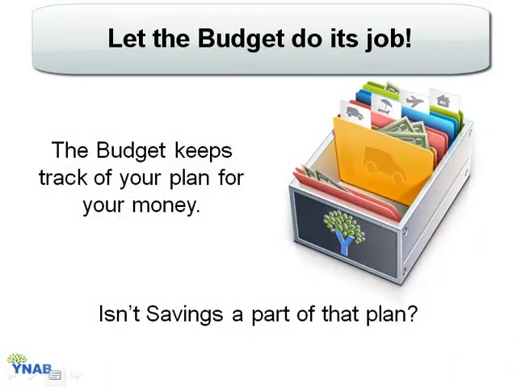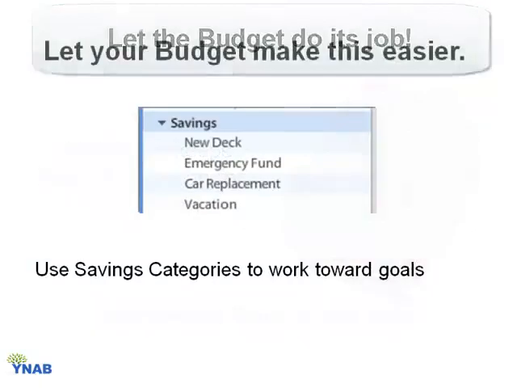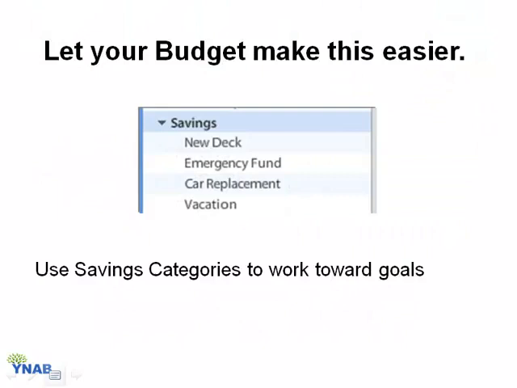So let the budget do its job. The budget is designed to keep track of your plan for your money. Isn't savings a part of that plan? The budget is a much better tool for this and can make things much easier. Instead of creating multiple savings accounts to track goals, use savings categories instead. So let's set up a savings account and show you how you can use the budget to save more effectively.